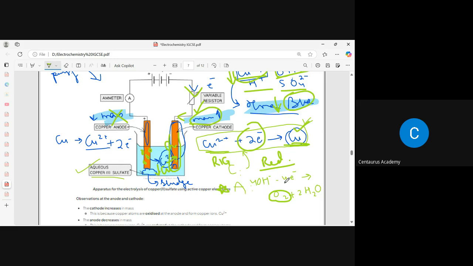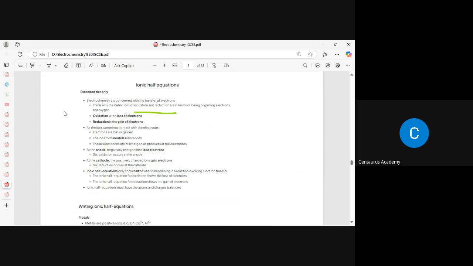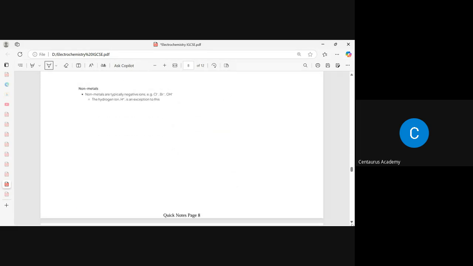And at the anode, since there is giving away of electrons, it is oxidation. Oxidation is loss of electrons. So we remember it from OIL RIG, the mnemonic. And you say that this process of electrolysis is a good example of oxidation and reduction, or redox, where you see oxidation taking place at the anode and reduction taking place at the cathode. Okay, moving on.